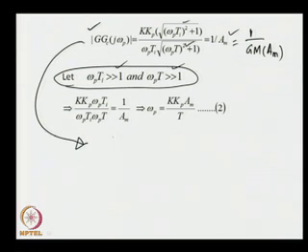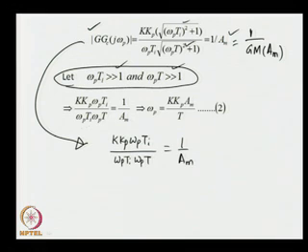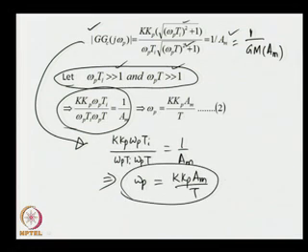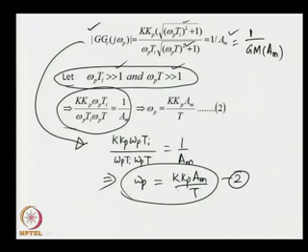equation in a simplified form as k K p omega p T I upon omega p T I omega p T equal to 1 upon A m, that we have got here, which upon simplification further gives us omega p equal to k K p A m upon T, and this is the second equation we get. So, we have got an expression for the phase crossover frequency, which is given as k K p A m upon T.